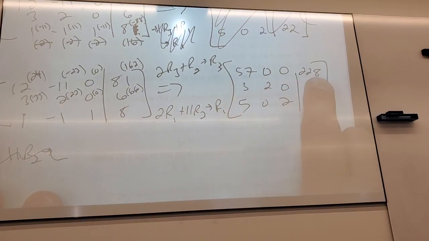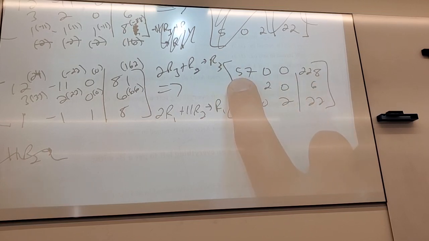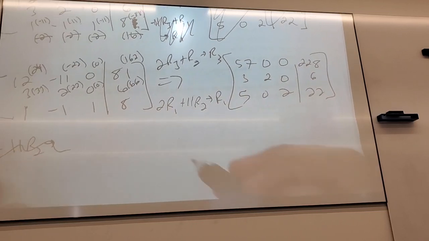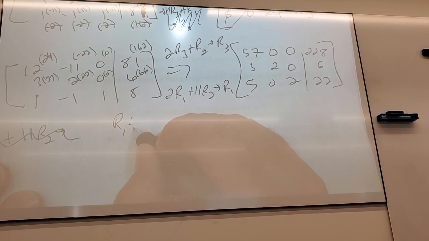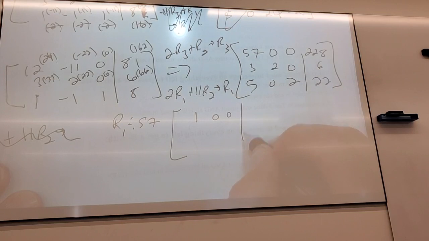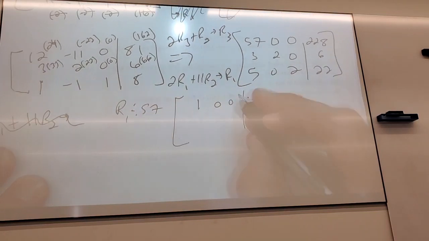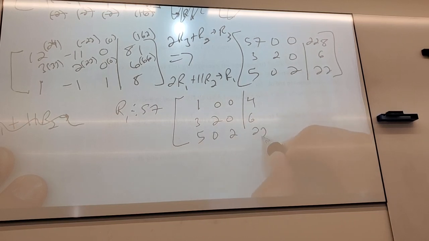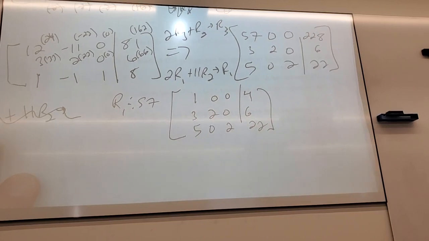Do you like these numbers? I don't like these big numbers, but the reason they're nice is because 57 goes into 228. If I divide row 1 by 57, I'll get 1, 0, 0, 4.